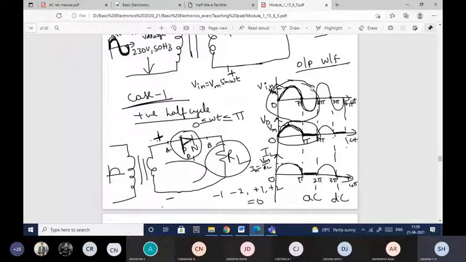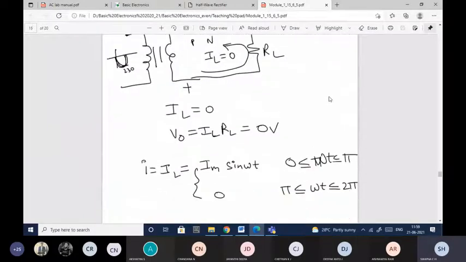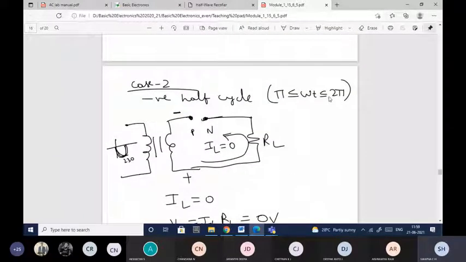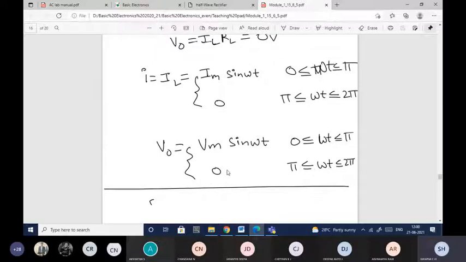In the same way, we need to analyze the negative half cycle as well. When you take the negative half cycle, the diode will become reverse biased. Generally, a reverse biased diode can be replaced with an open circuit, so there won't be any current flow. The current through the load will be equal to 0, and the output voltage across the load will also be equal to 0. VL and V0 will be equal to 0. Mathematically, IL is equal to Im sin omega t from 0 to pi, and it is 0 from pi to 2 pi, and V0 is Vm sin omega t from 0 to pi, and 0 from pi to 2 pi.